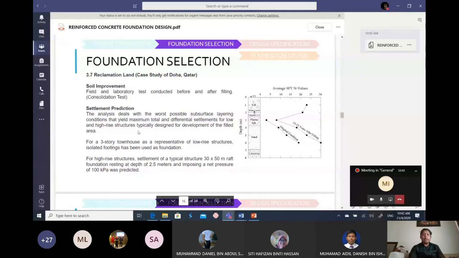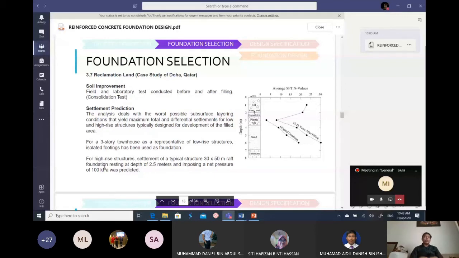So for a 3-story townhouse as a representative of low structure, isolated footing has been used as a foundation. So it means that at this area, after 23 years of filling, the soil is very hard, and the soil bearing capacity is very high. That's why they can use an isolated foundation, which is a pad footing only. So for high-rise structure, settlement of a typical structure, 30 to 50 meter raft foundation resting at the depth of 2.5 meter and imposing a net pressure of 100 kPa was predicted.